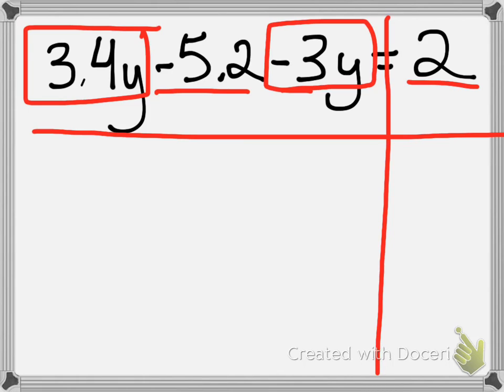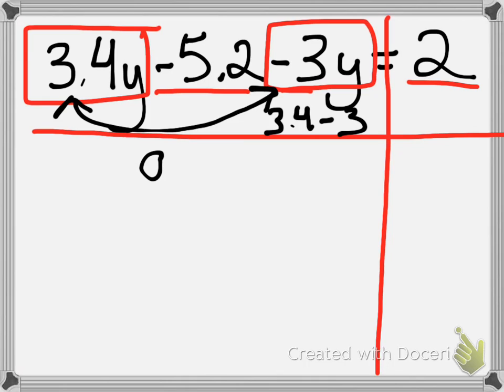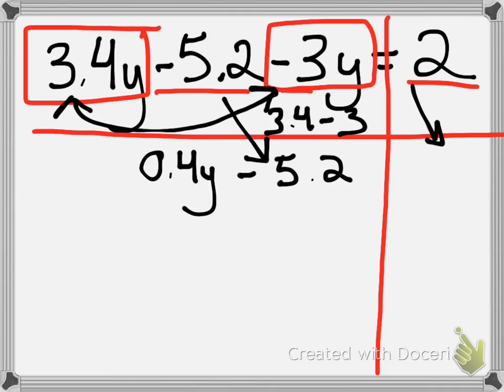So, the real question is what am I going to move first? Well, considering the fact that these two are like terms and they're on the same side, they are definitely going to be combined first. So I don't actually have to do the opposite of either of them. I'm just going to do 3.4 minus 3, and that'll give me 0.4y. Bring down what I did not use, so minus 5.2 equals 2. Alright, and that first part is now officially done.